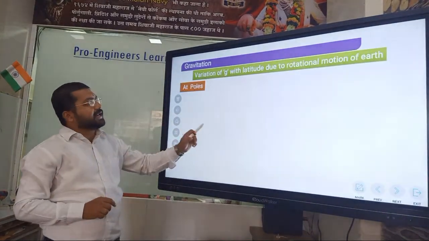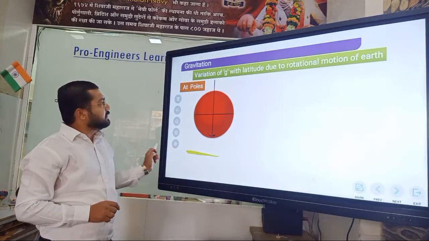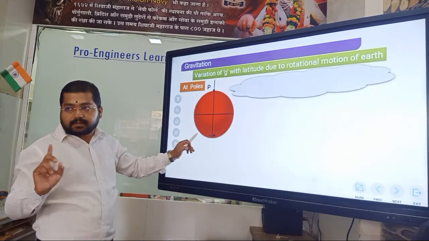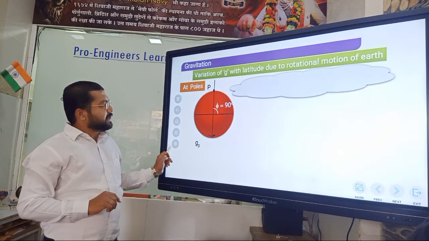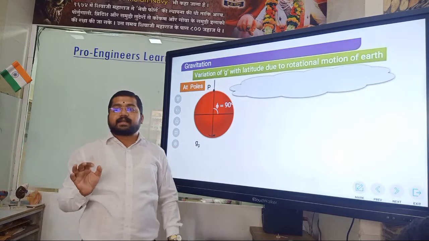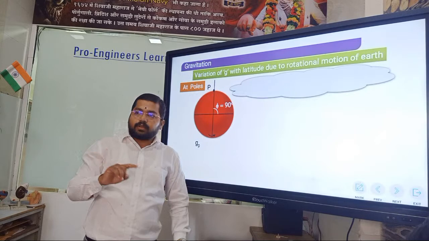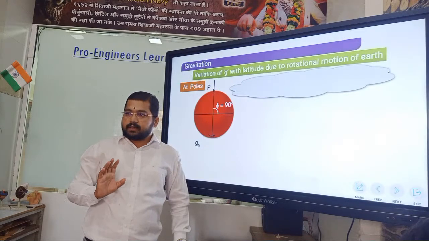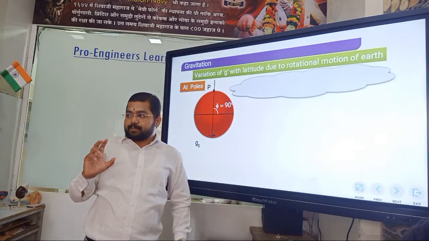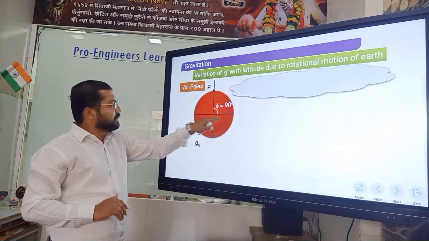Variation of g with the latitude due to rotational motion of earth at poles. Two points are there; we have considered one, p. So there is an angle of 90. Prior to this, we have not considered a fixed angle. We have taken any arbitrary angle on the circumference of earth. Now we are very specifically considering the poles. So at poles, it means it has an angle of 90 degrees.